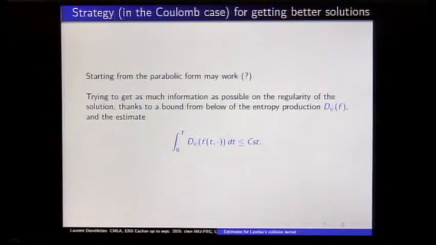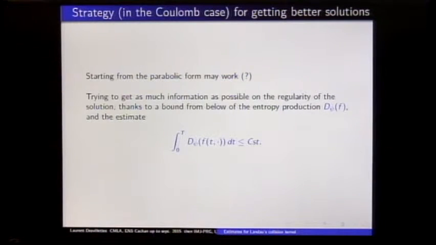So what is now the strategy for getting better solutions? Let me first say that many people have tried to start from the parabolic form and to find variants of the maximum principle, let's say, in order to produce better solutions for this case. And up to now, it has not worked. But of course, it does not mean that it will not work at some point. So I think this is still a current line of research.